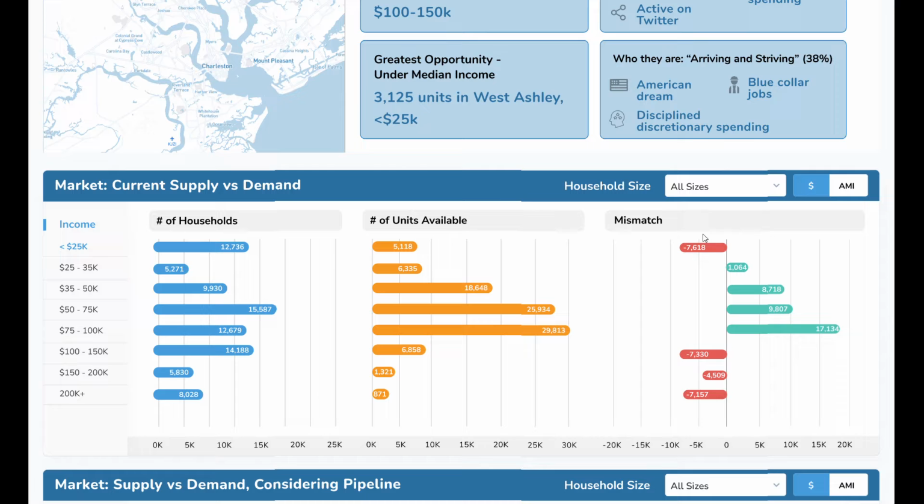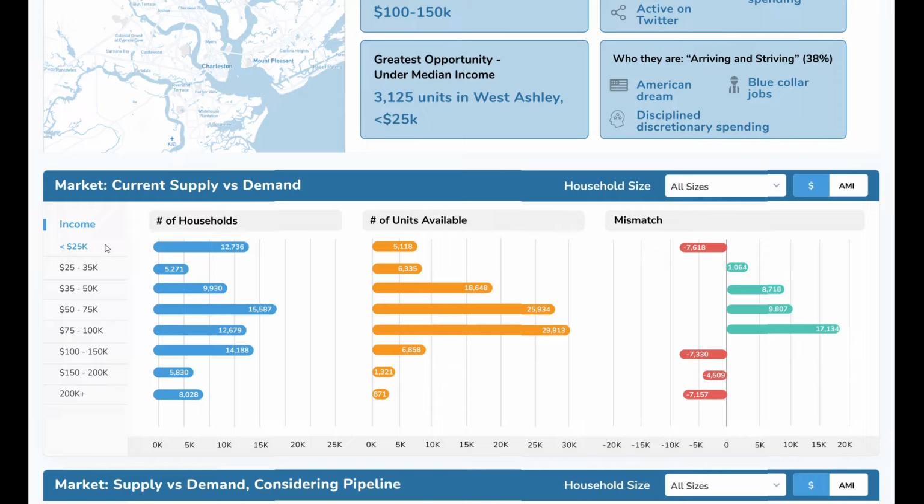Scrolling down, the Housing Needs Assessment tool illustrates the current supply and demand of the market. The households in the market are assigned to different income bins, or AMI. Then the number of units available in terms of affordability are shown. The user has the ability to filter by household size or toggle between dollars and AMI, which would change this.